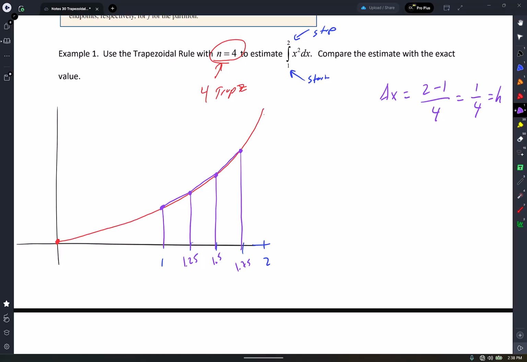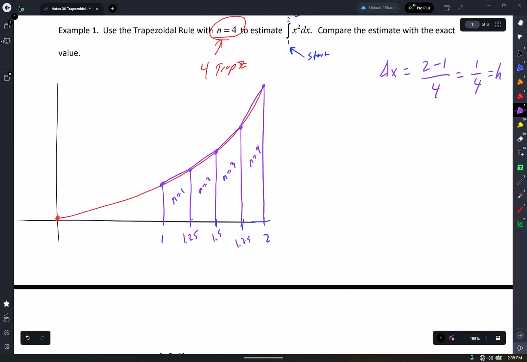This is like n equals 1, n equals 2, n equals 3. Oh, I need one more. N equals 4. Are we still all right? All right, here we go.